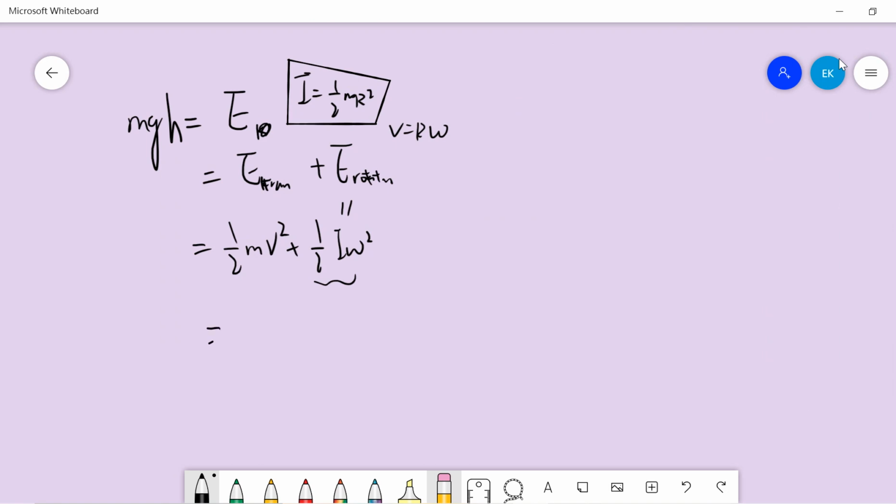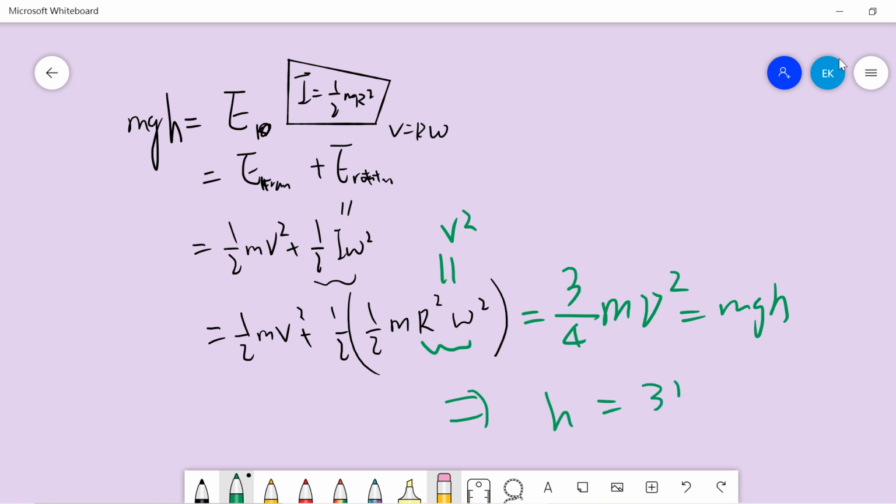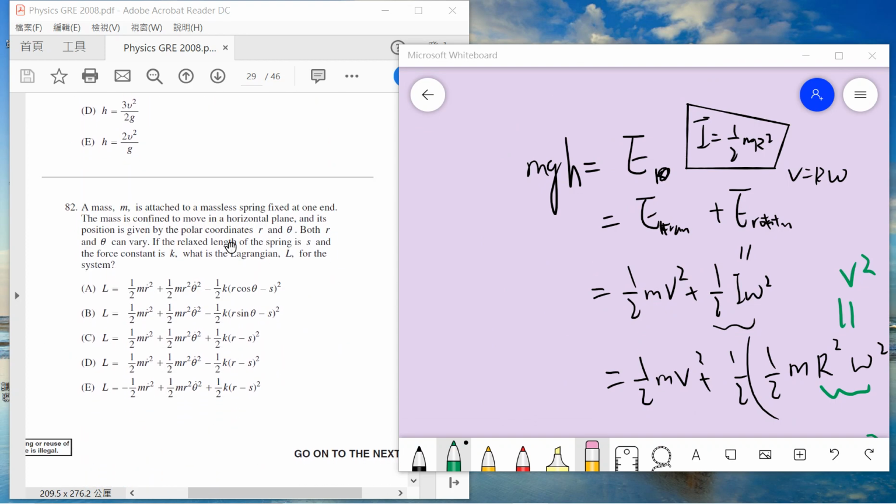So the energy is a half m v squared plus a half I omega squared. Remember that r omega squared gives v squared, so this is a half plus 1/4, so it's 3/4 m v squared equals mgh. So we can solve that h is 3 v squared divided by 4g. Okay, so the answer is B. The answer is B. Okay, 82.